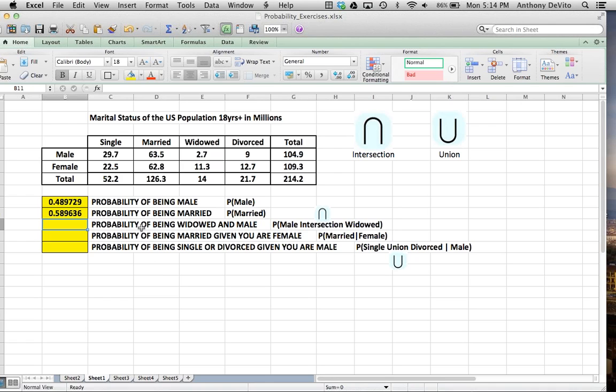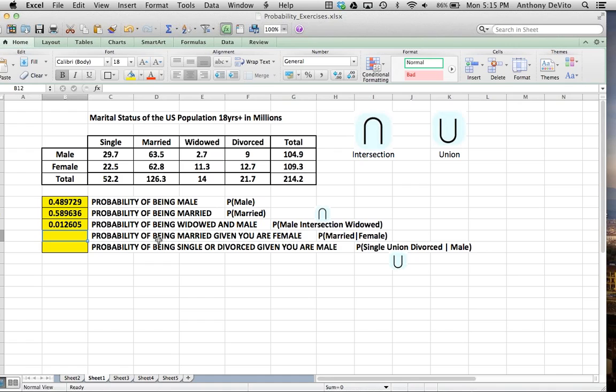Okay, what's the probability of being widowed and a male? In other words, being a male widow. Here are the widows, right? So how many males are widowed? You have 2.7 million males widowed out of a population of 214 million. So the probability of randomly selecting one person and finding that they fit into this one box, male and widowed, out of this entire population is going to be equal to 2.7 over 214 million. It's going to be about 1%, only 1 in 100.